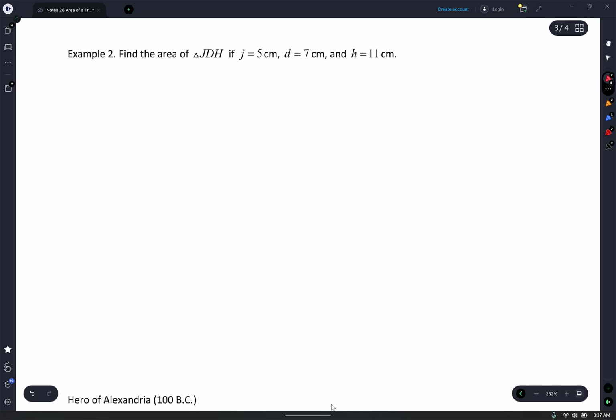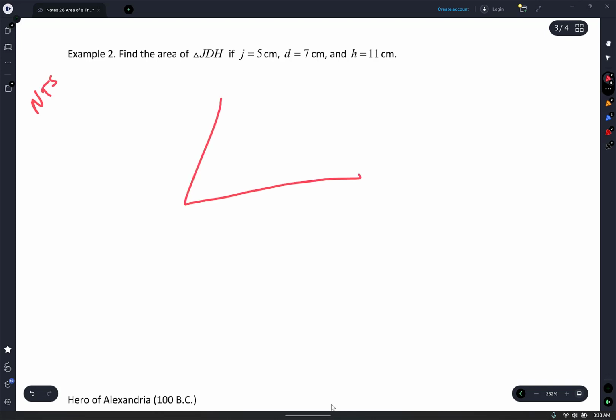Anyways, let's continue. All right, look at this question, guys. Oh, we're about to do something super amazing. I hope that you guys love it. Find the area of triangle JDH. All right, guys, focus. Little j is 5, little d is 7, little h is 11. Not to scale.